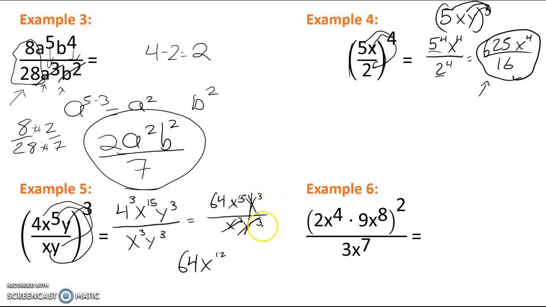So it's y to the 3rd over y to the 3rd again. Same exponents, same bases, they just cancel out. So all I'm left with now is 64 x to the 12th power. That's all I can do with that.